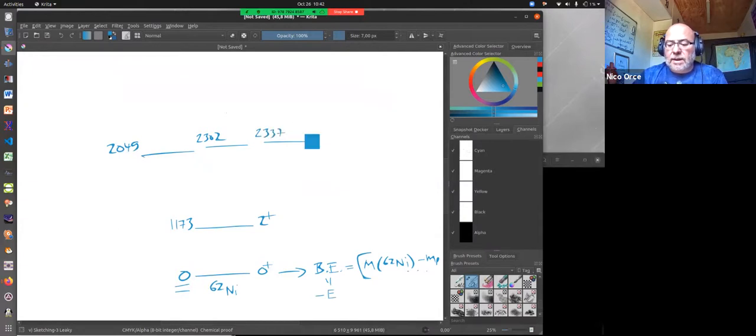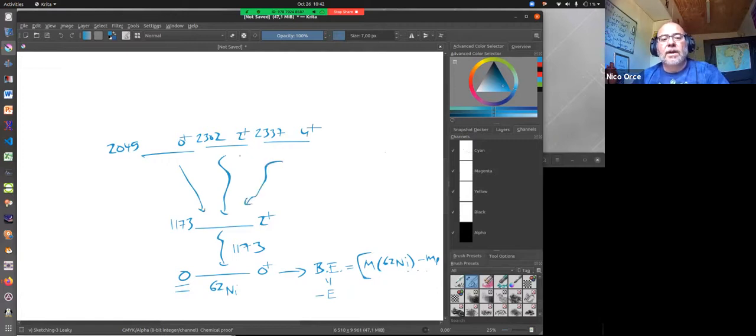2337. This is a 4+, 2+, and 0+ — a 0+, the 2+, and this is a 4+. As you can see, this energy 1173 is similar to these energies that are going to decay to this state, but this one is 2049 minus 1173, which is going to equal 876, which is now questioning whether this is a vibration already.